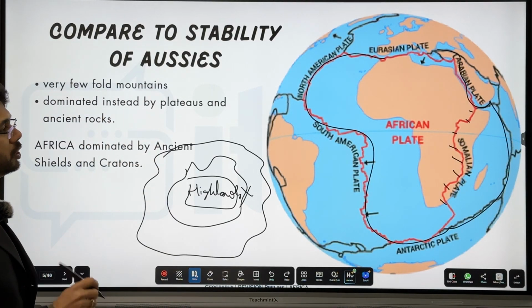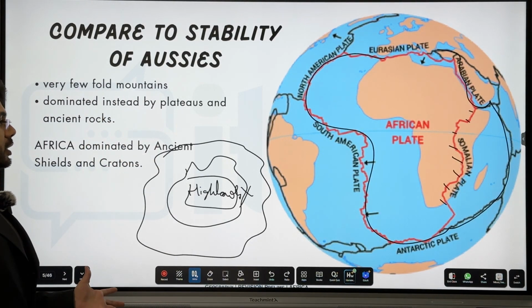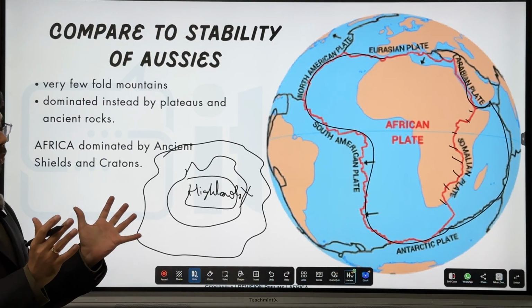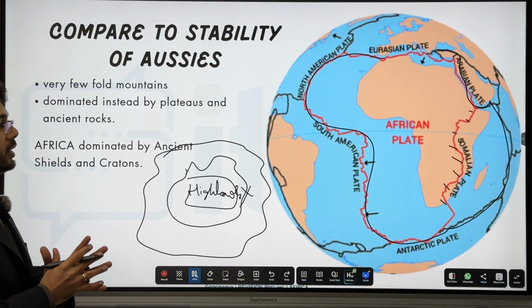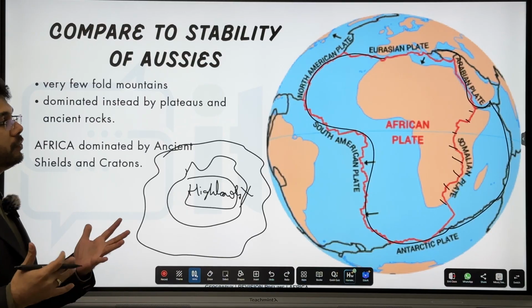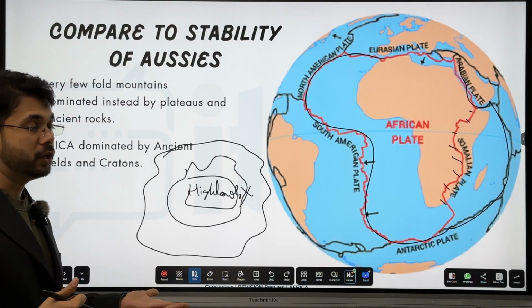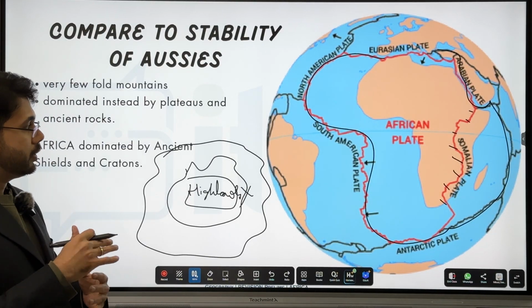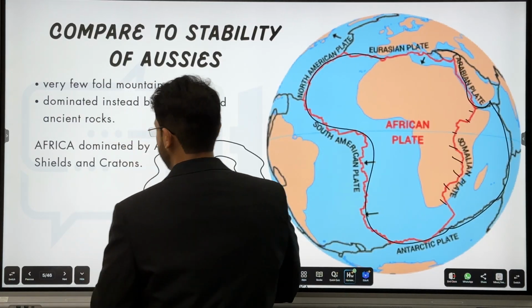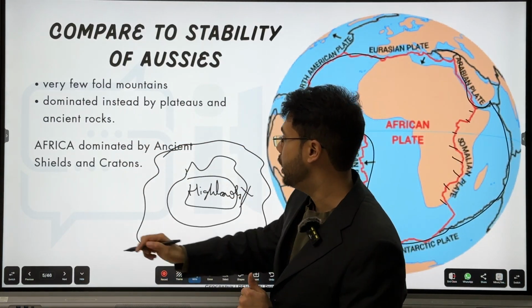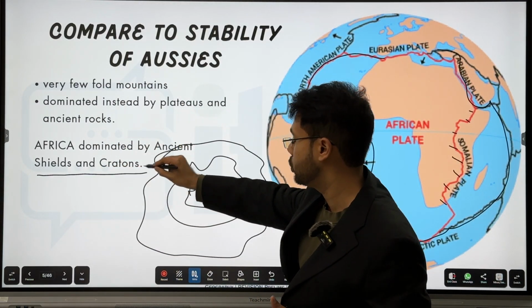Number one, because it is a huge continent. It cannot be compared to just one land of Australia. It is massive. So of course there are different kinds of weather patterns that are going on in Africa. It is dominated by shields and cratons.